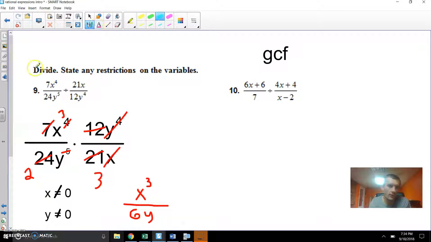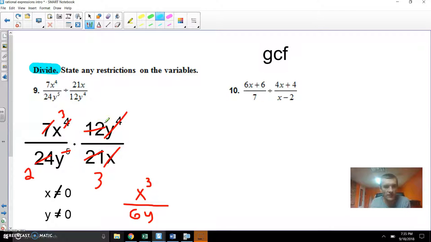A few more. We talked about division in class today. Division is very similar, but you have to remember that you have to multiply by what's called the reciprocal. The reciprocal means that 21x over 12y to the fourth, if I want to divide by this fraction, it's easier just to multiply by them flipped. So if you notice, I've taken a moment to flip them where they're no longer in the same position, but the numerator is now the denominator and the denominator is now the numerator.